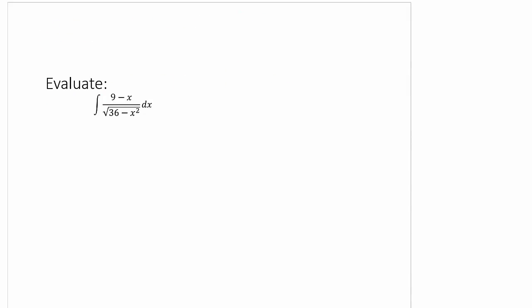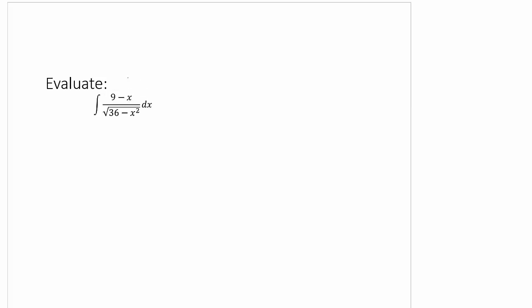All right, let's look at this exercise. We're asked to evaluate the integral of 9 minus x over the square root of 36 minus x squared dx. Now we look at that square root of 36 minus x squared and we're like, hey, we just talked about an arcsine. Maybe that's going to be involved, but there's these two terms in the numerator, right? We've got these two terms here. And so that causes an issue. It's not just one term. It's not just the 9. It's not just the x.